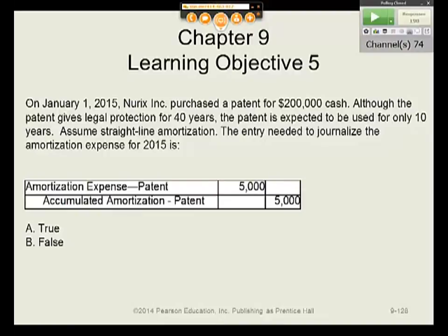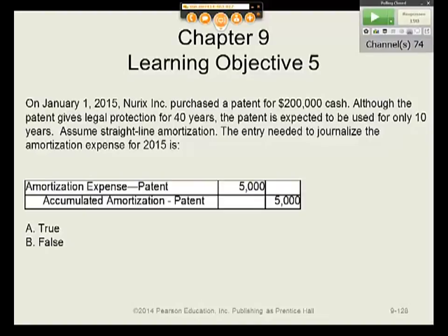So the answer to that question is going to be false for 2 reasons. One, the amortization should be $20,000. It should be $200,000 divided by 10 years. And although it wouldn't bother me if this was a test I was grading, it normally is the case that we don't credit accumulated amortization. We credit the patent account directly. Typically, we credit the patent account directly.